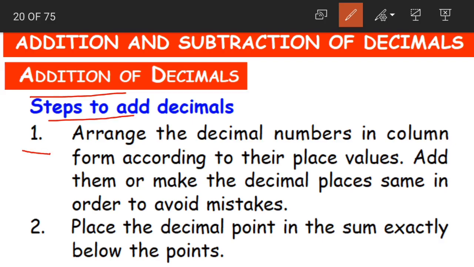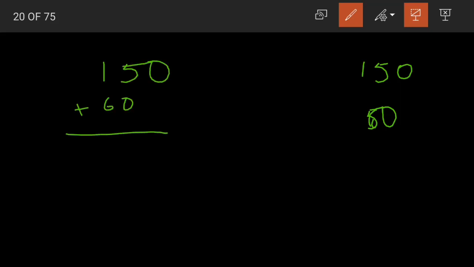The first step is arrange the decimal numbers in column form according to their place values. Add them, or make the decimal places same in order to avoid mistakes. For example, children, we have two numbers, say 150 and 60. We need to add them. If I write it like this, will this be correct? No, right? Why? Because the place values are different here.